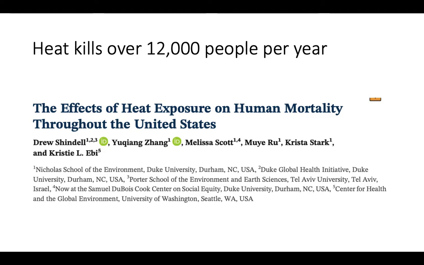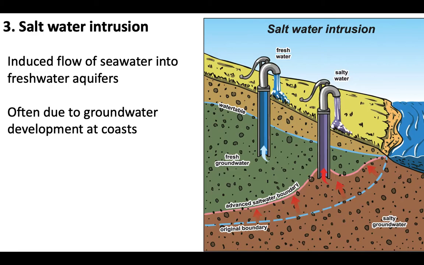And heat is pretty dangerous. It's actually the most lethal weather system or weather issue that the United States faces, killing over 12,000 people per year. So the urban heat island is no joke. It has disastrous consequences for the people living in that area.